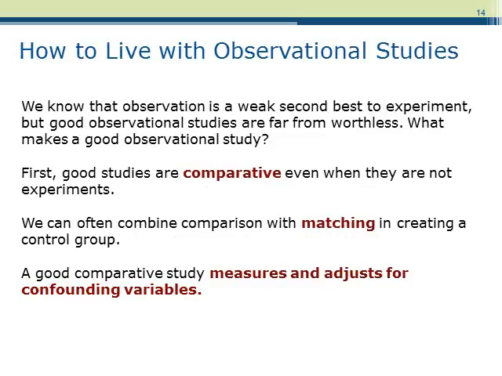Finally, let's return to observational studies. Although they provide less compelling results than that of an experiment, they are certainly not worthless. However, good observational studies do mimic the structure of experiments. In particular, good studies are comparative. In other words, they compare the effects of two or more explanatory variables. Good studies account for a control, and good studies measure and adjust for the effects of confounding variables.